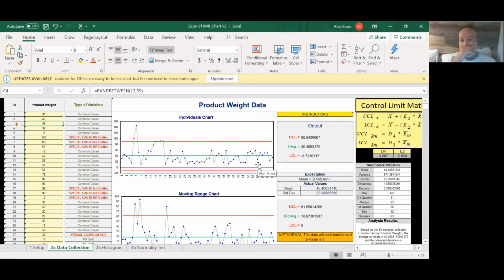So a couple things to think about when you look at these control charts. The first thing you'll notice is that there's a green line through the center and two red lines, one above the green and one below the green. So the green line is your average of that sample population that you've taken. That's the average of all those data points. In this case, it's 40.46. Let's say it's grams, because it's product weight.